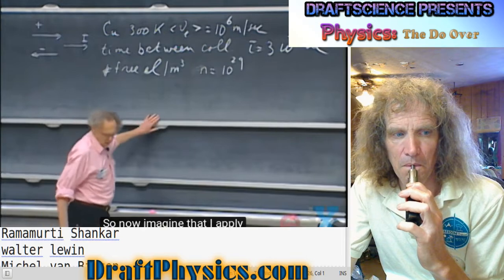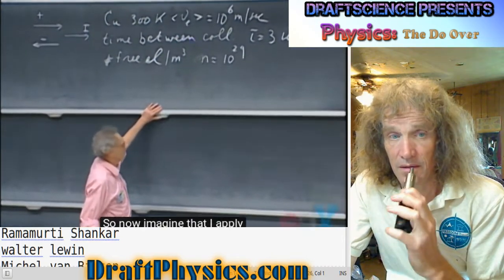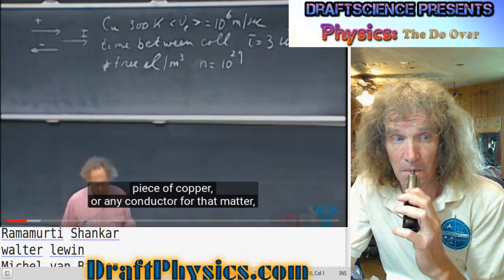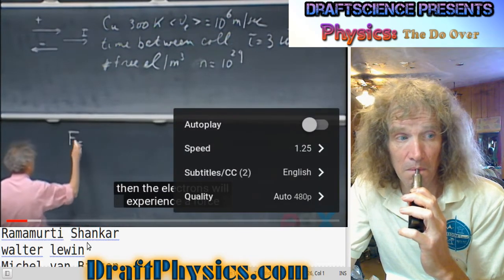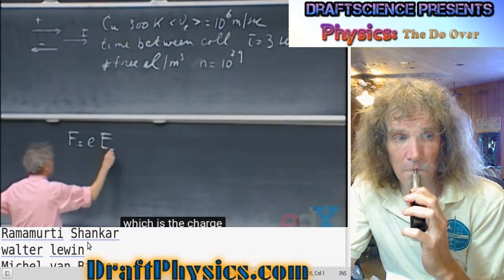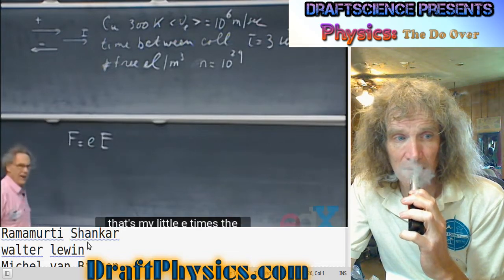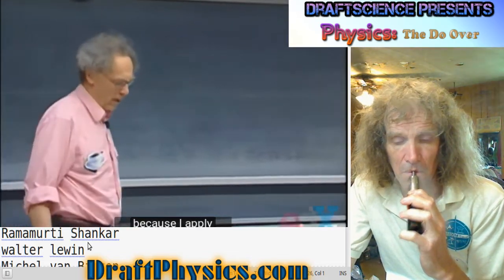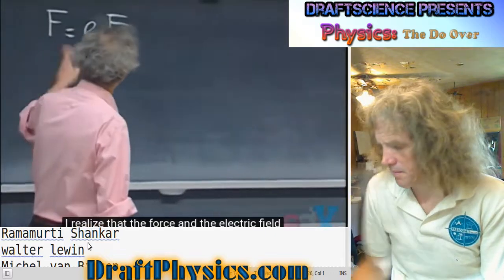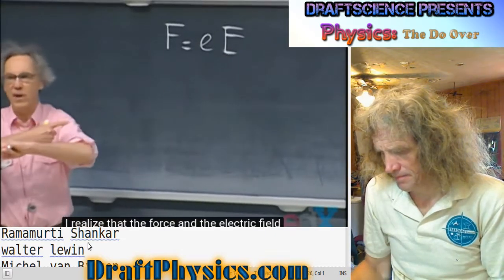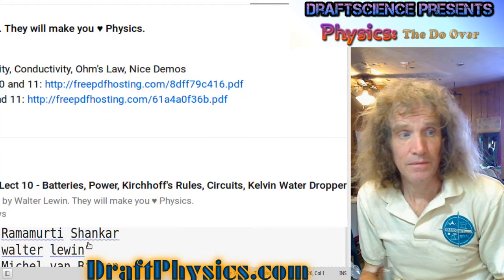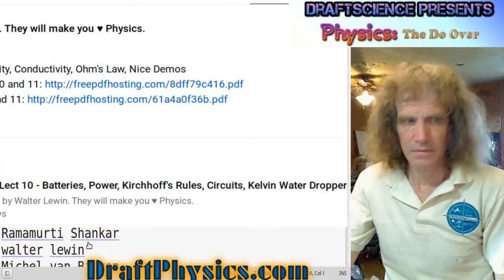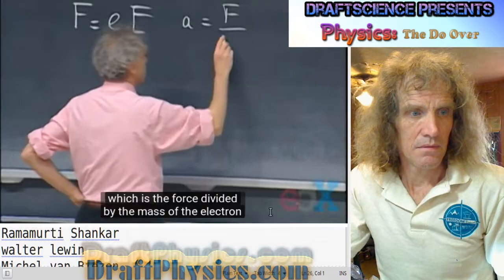So now imagine that I apply a potential difference to a piece of copper, any conductor for that matter. Then the electrons will experience a force, which is the charge of the electron times the electric field that I'm creating. I realize that the force and the electric field are in opposite directions for electrons, but that's a detail. I'm interested in the magnitudes only. And so now these electrons will experience an acceleration, which is the force divided by the mass of the electron.